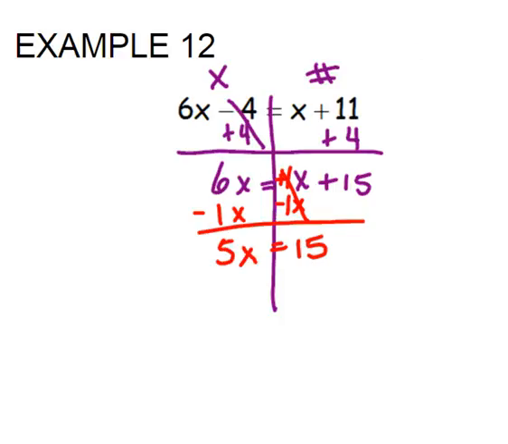The last step is to inverse the coefficient. The coefficient is 5 and it's multiplying on the x. The inverse of multiplication is division, and so we're going to divide by that coefficient, which will cancel out the coefficient and leave us with x equals 3.